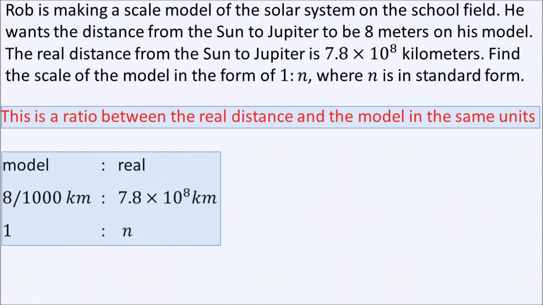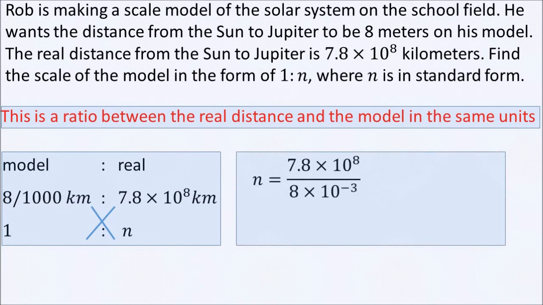Now we want to know for 1 kilometer how much does this represent in real life. Therefore we simply cross multiply by multiplying the two ends of the cross, which are known, and dividing by the number whose other pair is unknown. Therefore n will be equal to 7.8 times 10 to the power 8 divided by 8 times 10 to the power minus 3. As you know, dividing by 1000 here is equivalent to multiplying by 10 to the power minus 3.